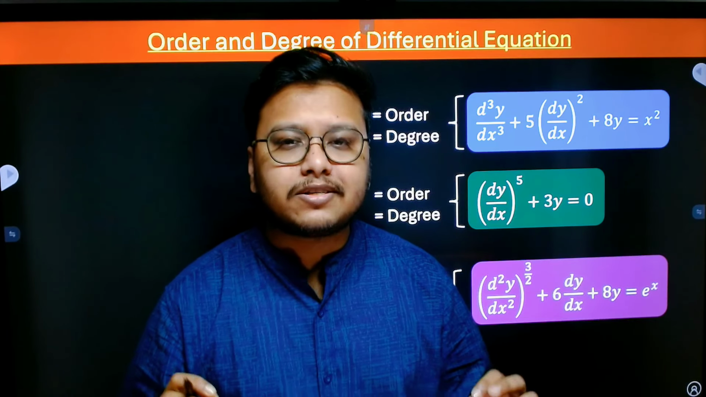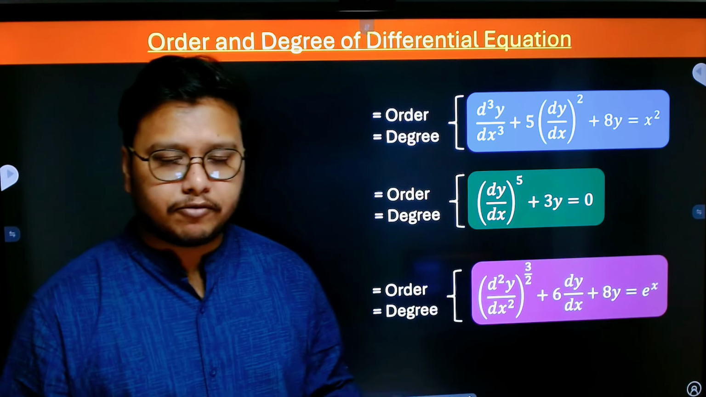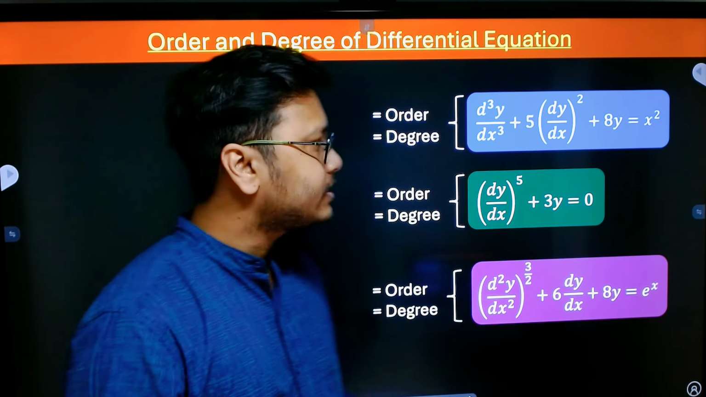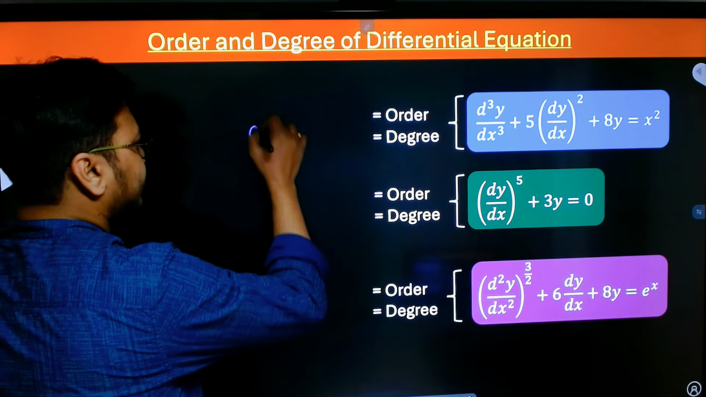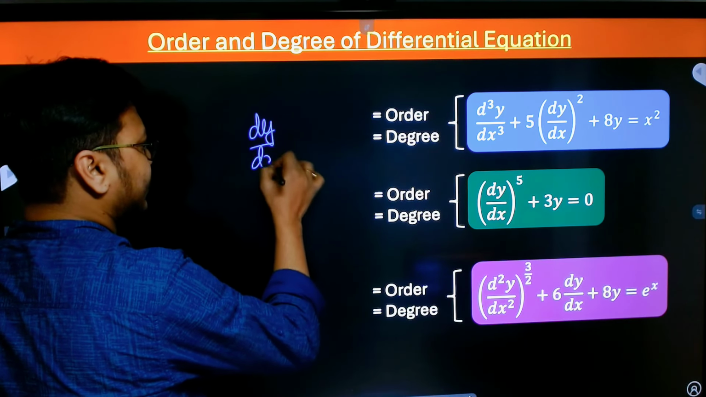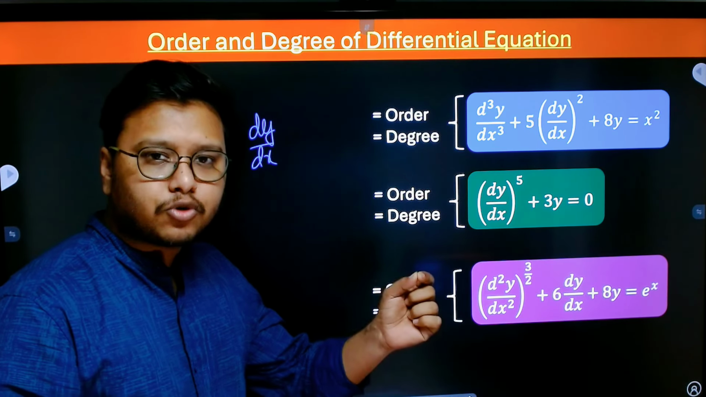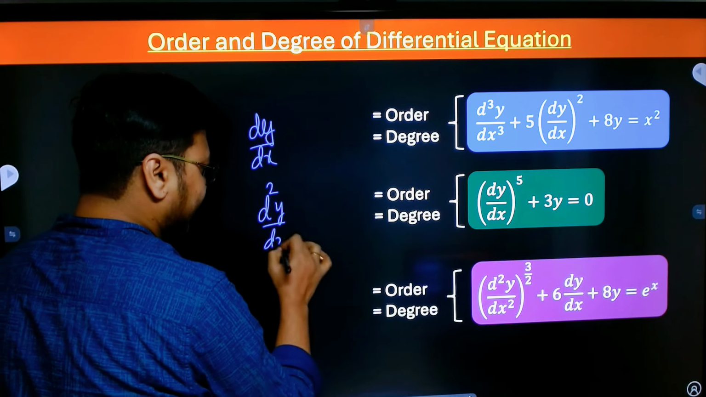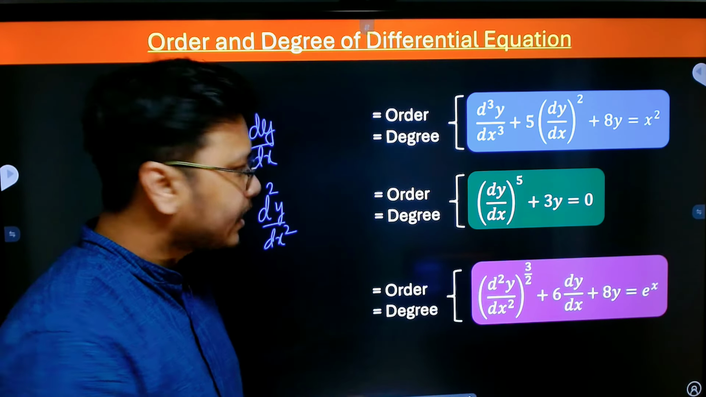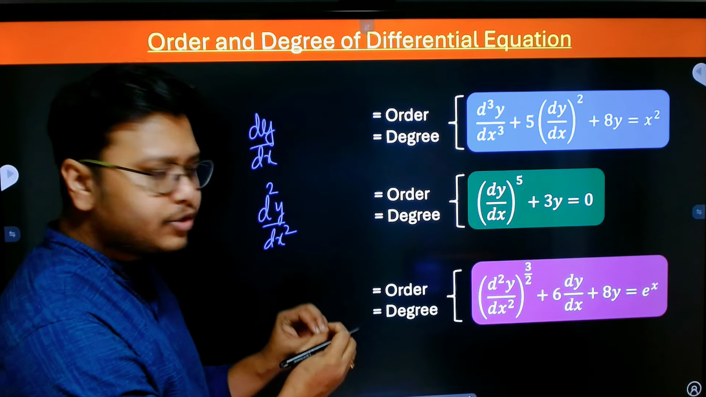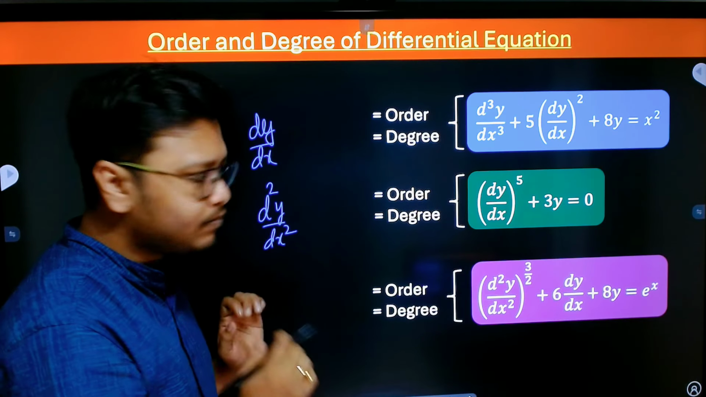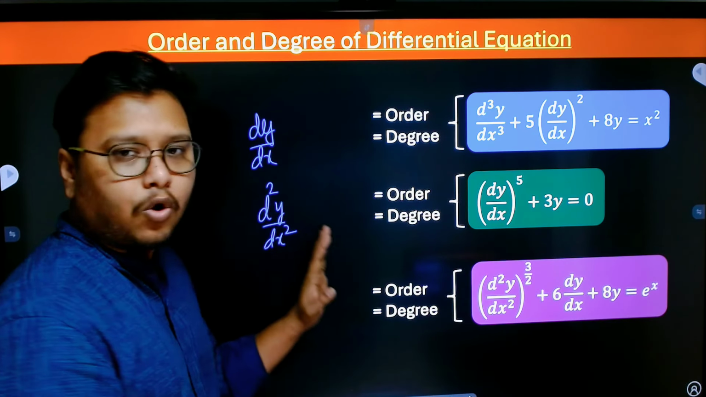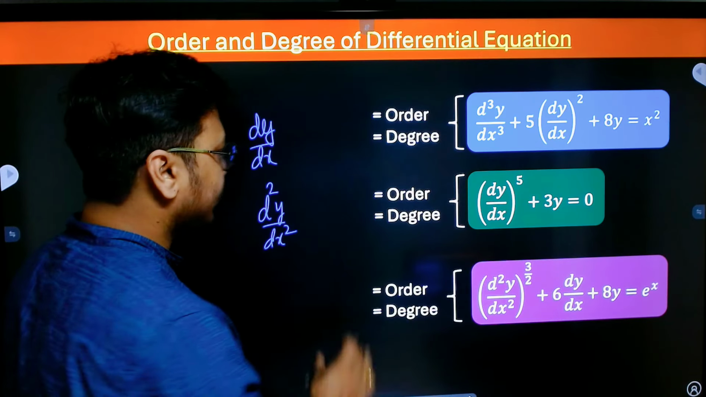So first we're going to discuss order and degree of a differential equation. Let's quickly understand. If I have a derivative which is dy/dx, then this is my first order derivative. Similarly, we all know that this is our second order derivative and so on. So we have a differential equation involving all these terms. We want to know what is the order and what is the degree of the differential equation.